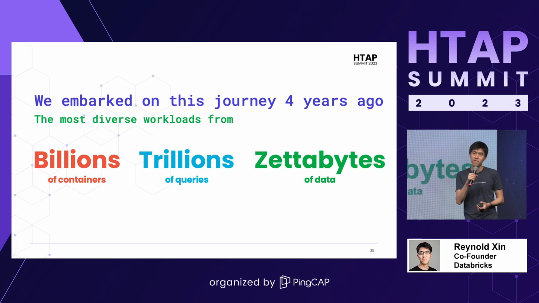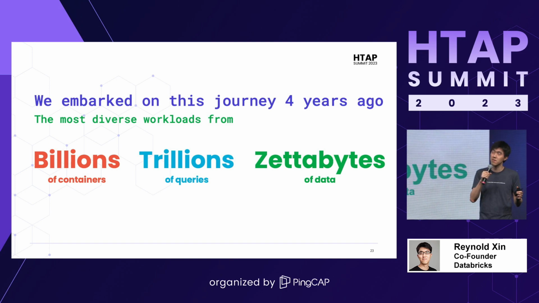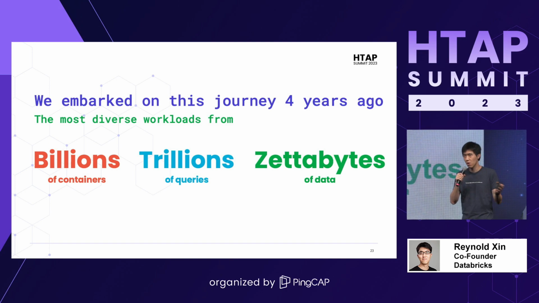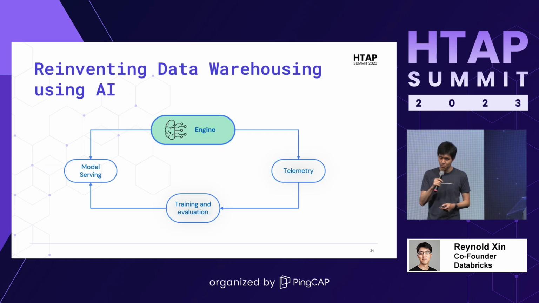And just over the course of 4 years, we collected metrics from billions of containers. We launch roughly 20 million containers a day right now across all 3 clouds on the Databricks platform. So over 4 years, it's billions of containers, trillions of queries, and also zettabytes of data. And through all this telemetry, we started looking at what possible optimization opportunities we can pursue using AI on our analytics system.